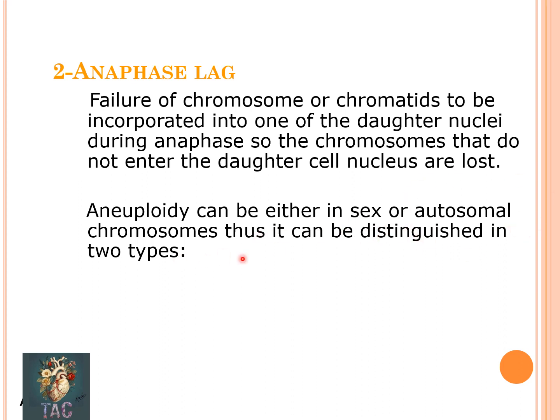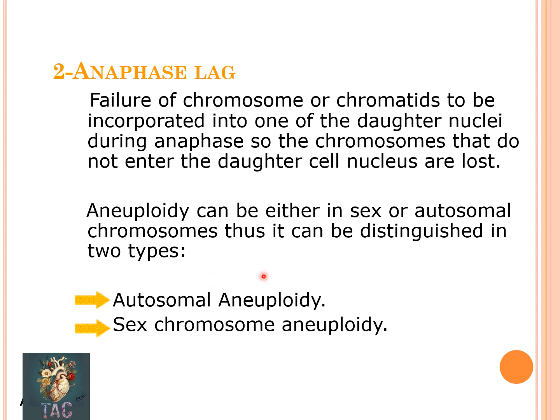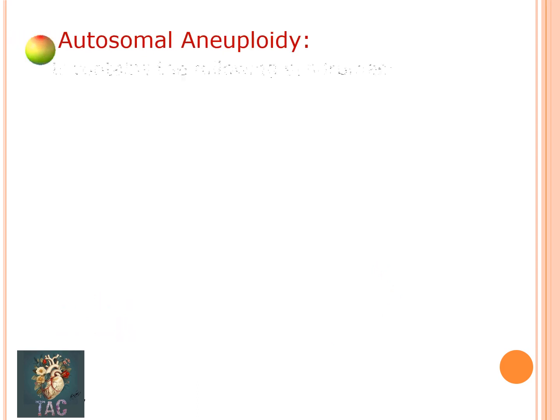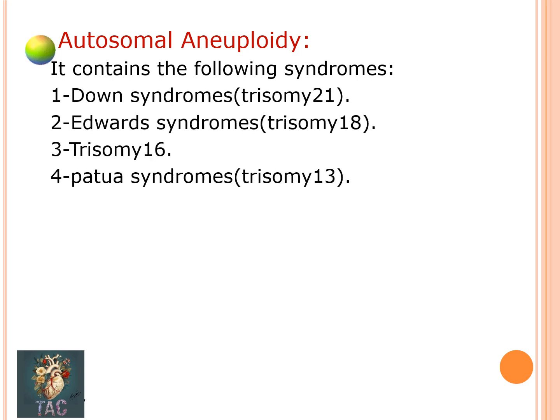Aneuploidy can be either in the sex chromosomes or in the autosomes, so it can be distinguished into 2 classes: the autosomal aneuploidies and the sex chromosomal aneuploidies. The most common autosomal aneuploidies are Down syndrome, trisomy 21, Edwards syndrome, trisomy 18, trisomy 16, and Patau syndrome, trisomy 13. You should also remember that these 4 chromosomes cluster together during meiosis, so there are more chances of non-disjunction leading to aneuploidies.